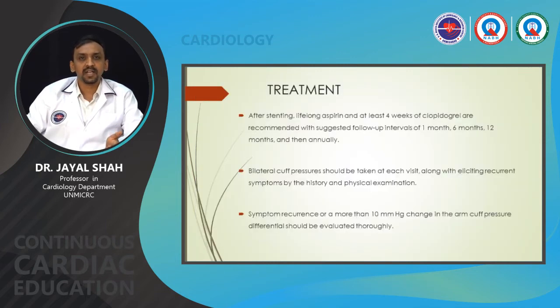So after stenting, lifelong aspirin and at least 4 weeks of clopidogrel is recommended, with suggested follow-up intervals of 1, 6 and 12 months. And bilateral cuff pressure should be taken at every visit. Symptom recurrence or a more than 10 mm gradient should be evaluated thoroughly.